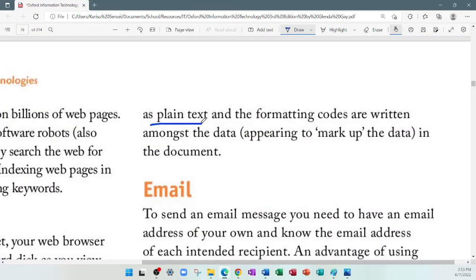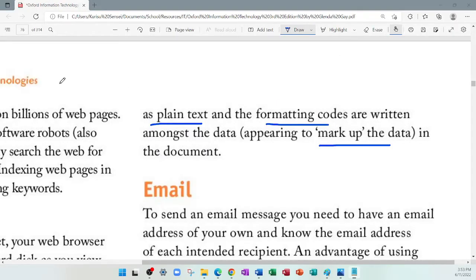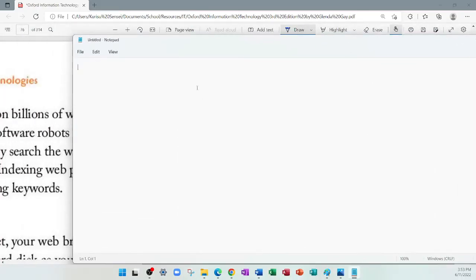So now it uses plain text, and the formatting codes are written amongst the data appearing as markup data. So it uses plain text to create HTML. So that is why you can even use Notepad to type in your HTML code.